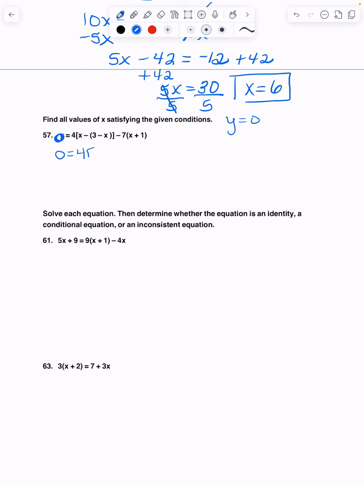So let's clean up inside these first brackets. I have x. I'm going to distribute. Negative times 3 is negative 3. Negative times negative is positive x. And if I distribute here, negative 7 times x is negative 7x. Negative 7 times 1 is negative 7.